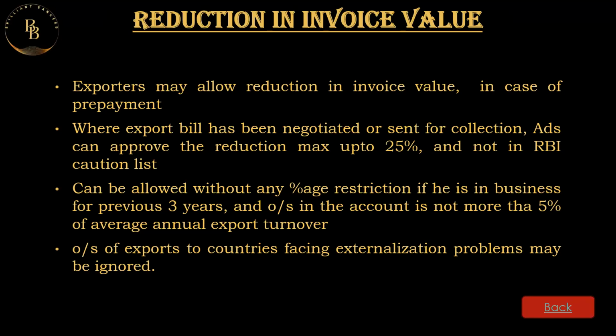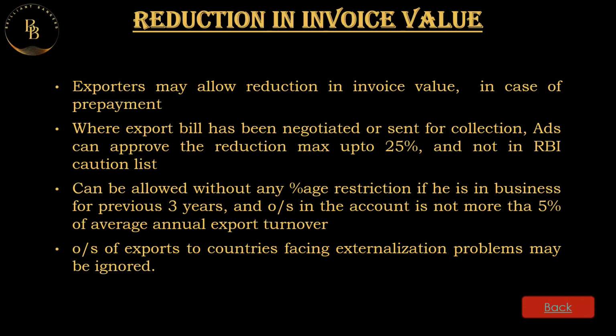Or where an export bill has been negotiated or sent for collection, if reduction in invoice value is required to be allowed, in this condition, the ADs can approve the reduction if satisfaction about the genuineness of the request is cleared, and the reduction can be up to a maximum of 25% of the invoice value, and the exporter should not be in the exporters caution list of the RBI.